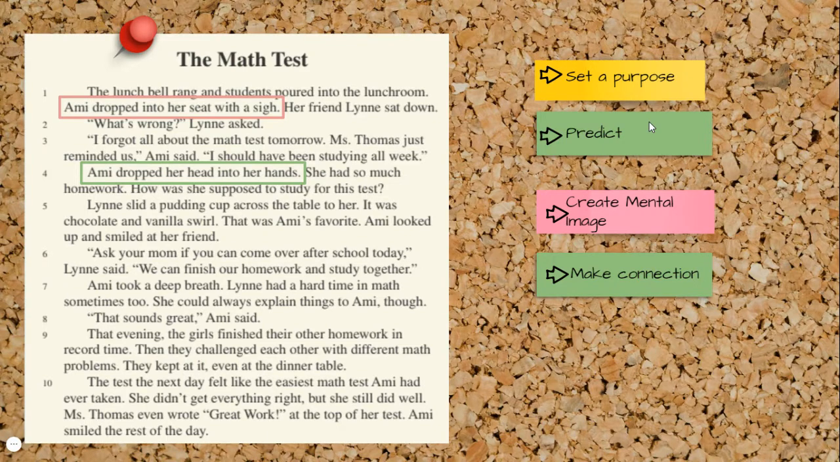That evening, the girls finished their other homework in record time. Then they challenged each other with different math problems. They kept at it even at the dinner table. The test the next day felt like the easiest math test Amy had ever taken. She didn't get everything right, but she still did well. Ms. Thomas even wrote, "Great work," at the top of her test. Amy smiled the rest of the day.